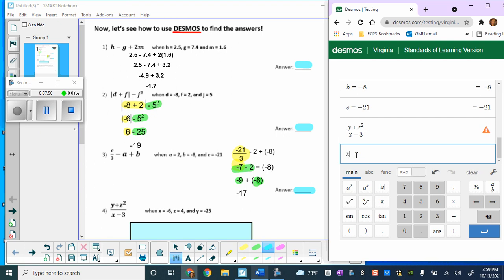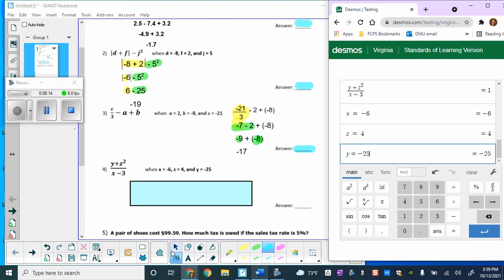Now we've got to tell it x equals negative 6. The z here was a 4. And just looking back over at the worksheet, the y is a negative 25. So when we do all of that, the answer would be a 1. The answer should be a 1. So let's make sure when we come over here that we get that.